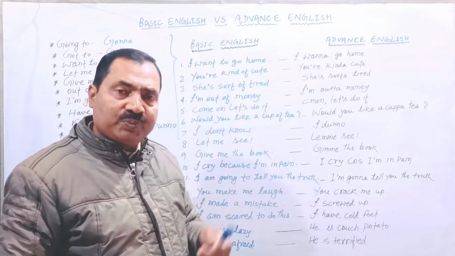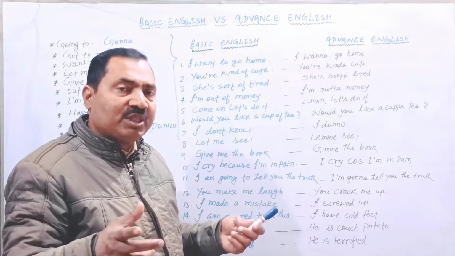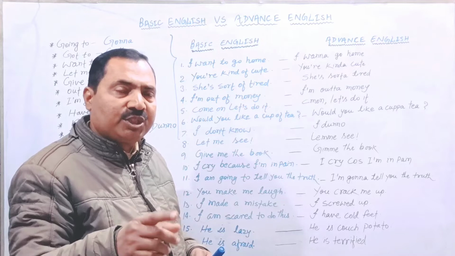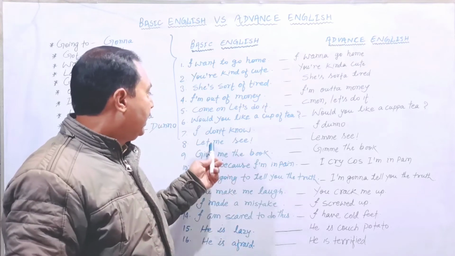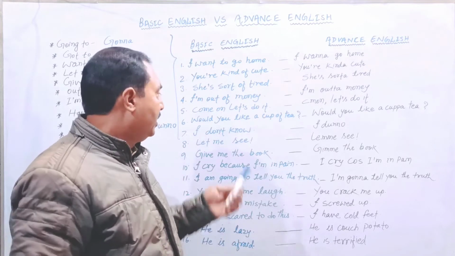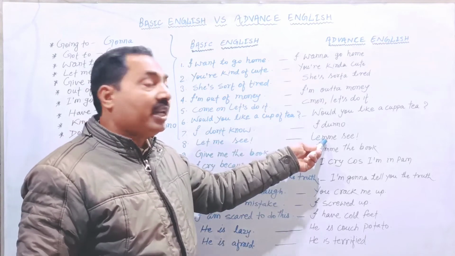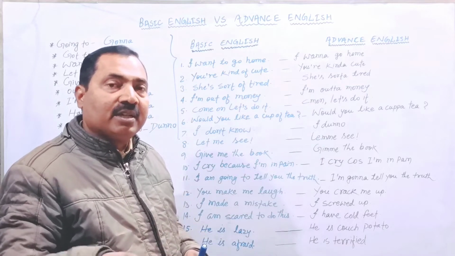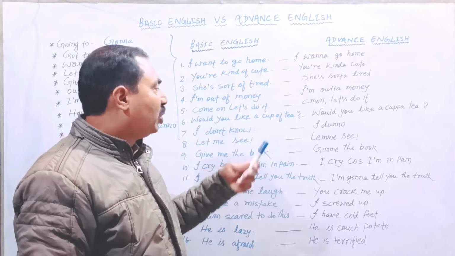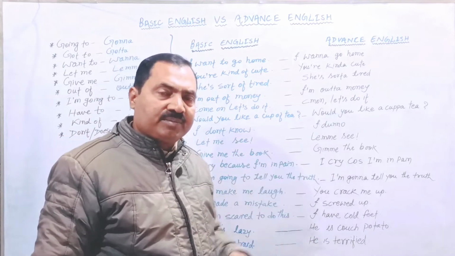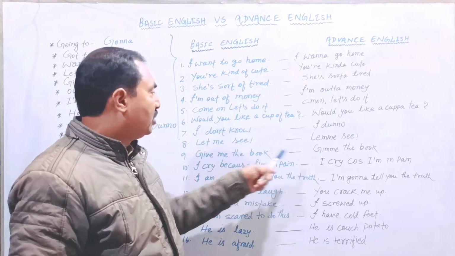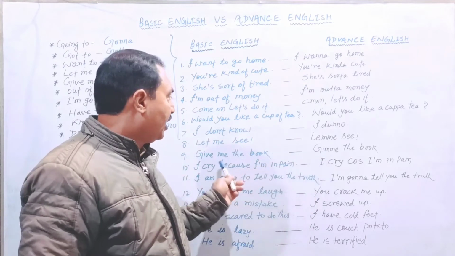I don't know. I don't know, I do know. Let me see. Let me see. Let me, we will read together, let me. Let me see. Give me the book. Give me the book. If we join give me together, what will it be? Give me. Give me the book.